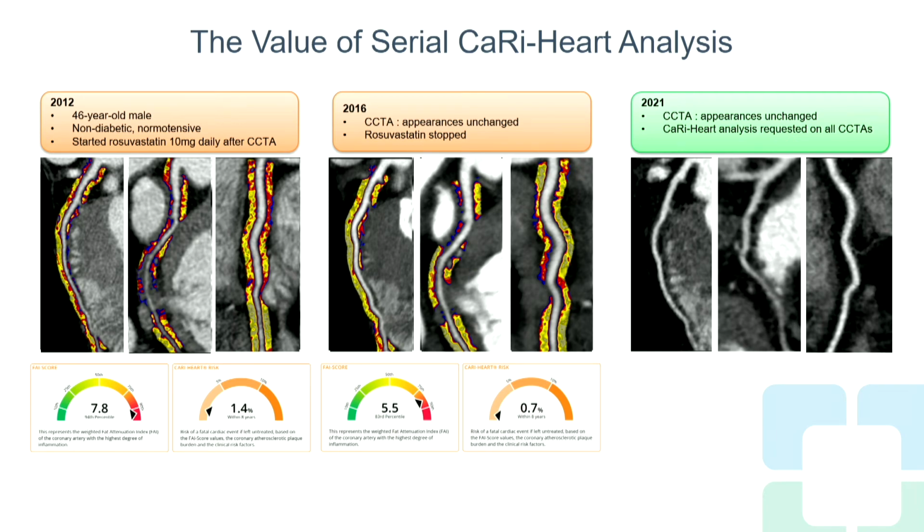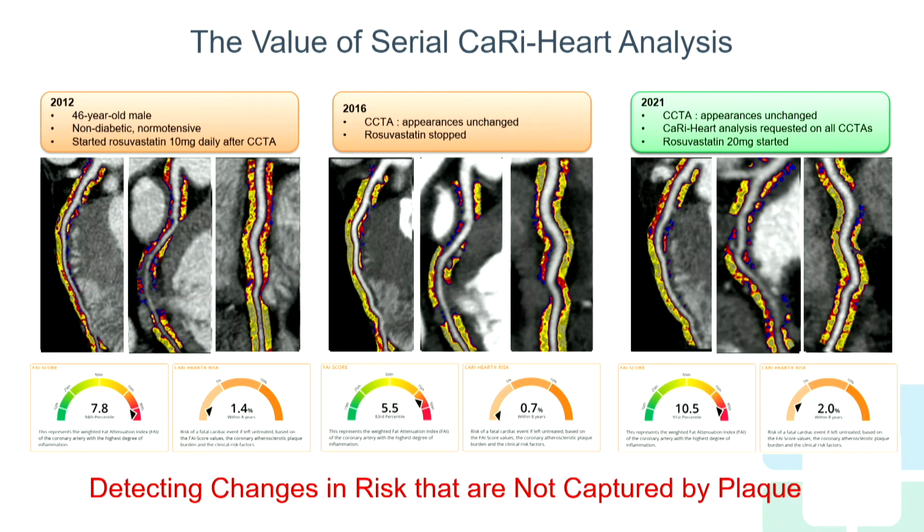But at this point in time, rosuvastatin is stopped. The non-invasive coronary angiogram, the way we look at it, looked exactly the same, but the inflammation has changed. Now the numbers are increased to 10.5 and a 2% risk. So this technology is detecting changes in risk that are not captured by plaque. In this context, Crestor, rosuvastatin 20 milligrams, was reinstituted.